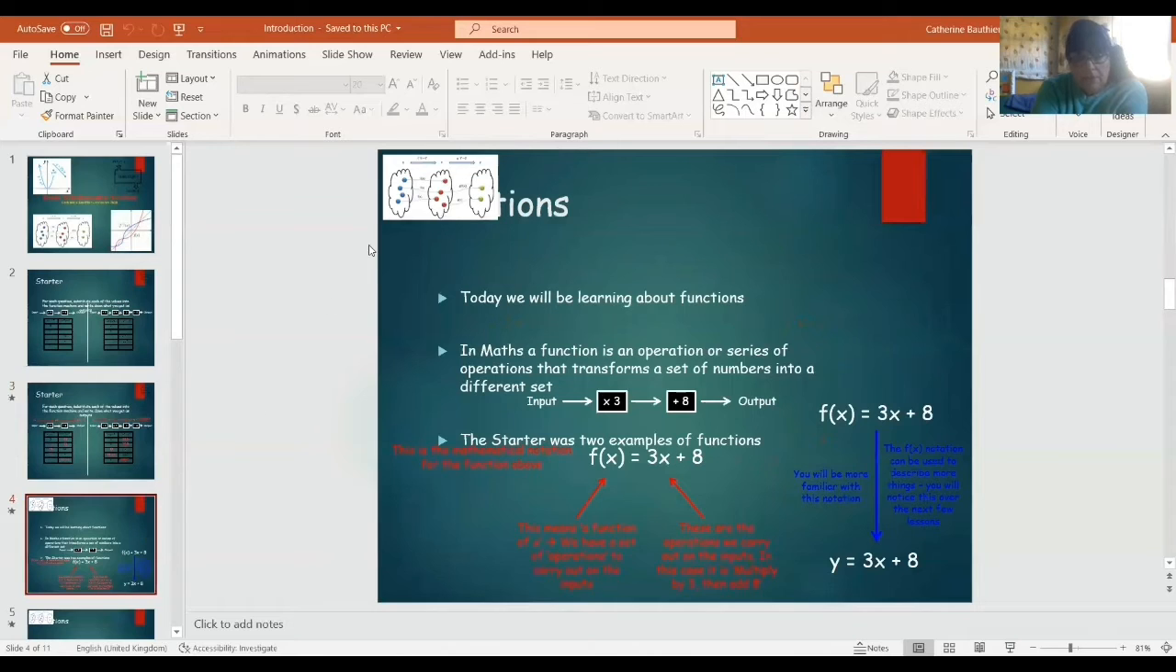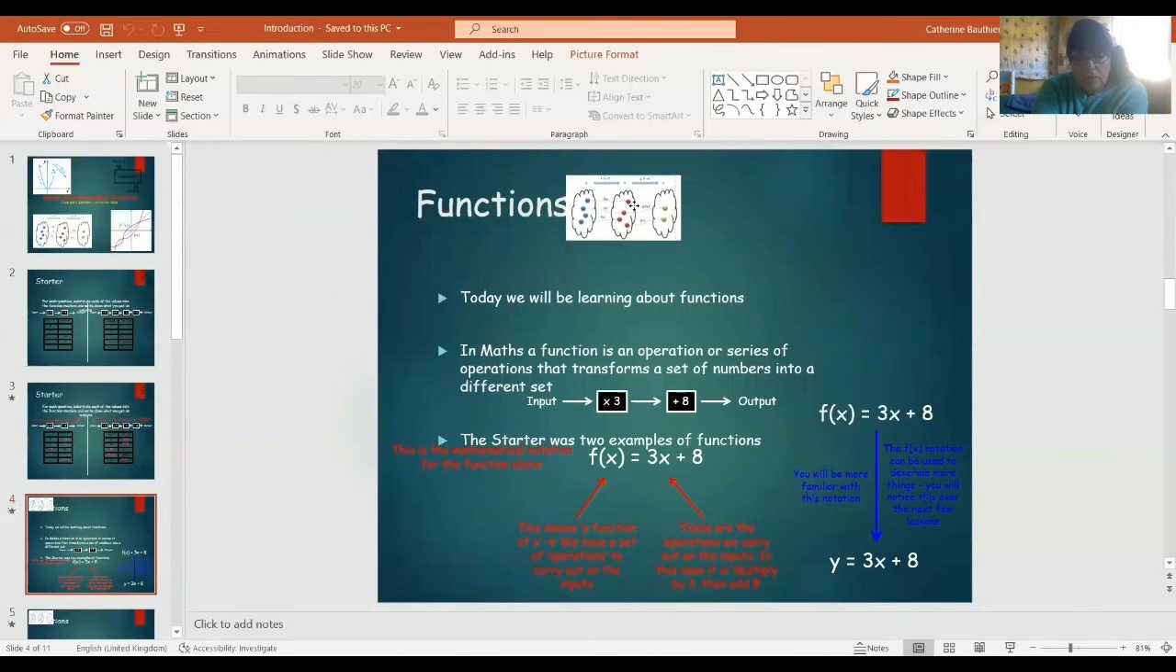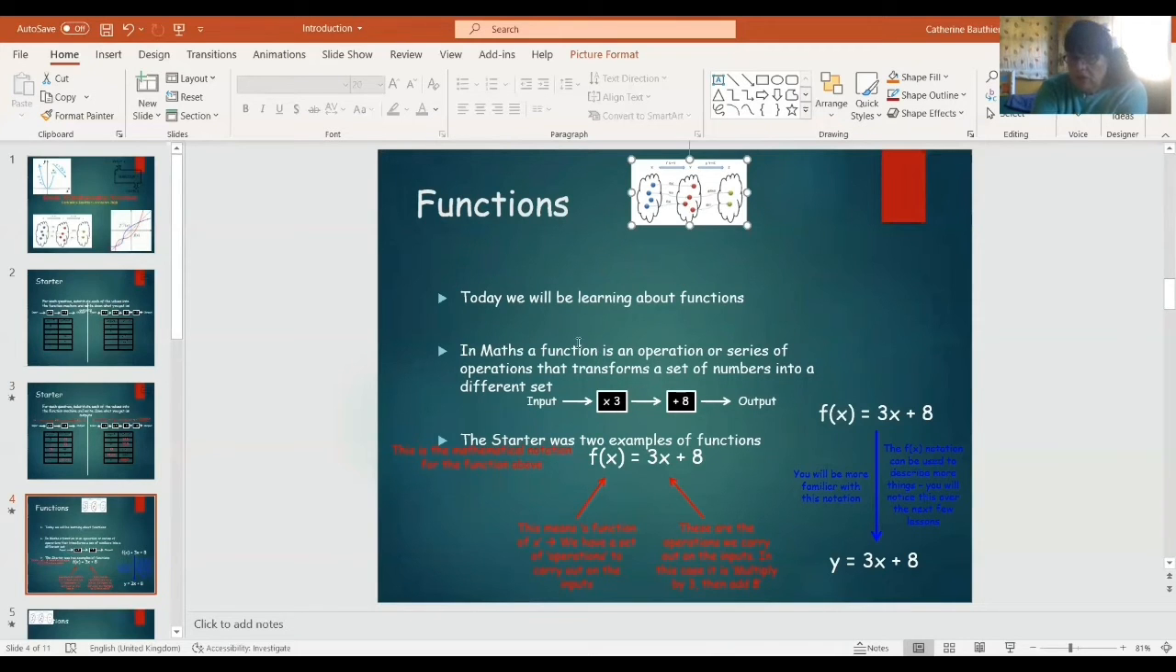Okay, functions. This picture's right on top of my functions. I don't know how it went traveling. Okay, so today we'll learn about functions.